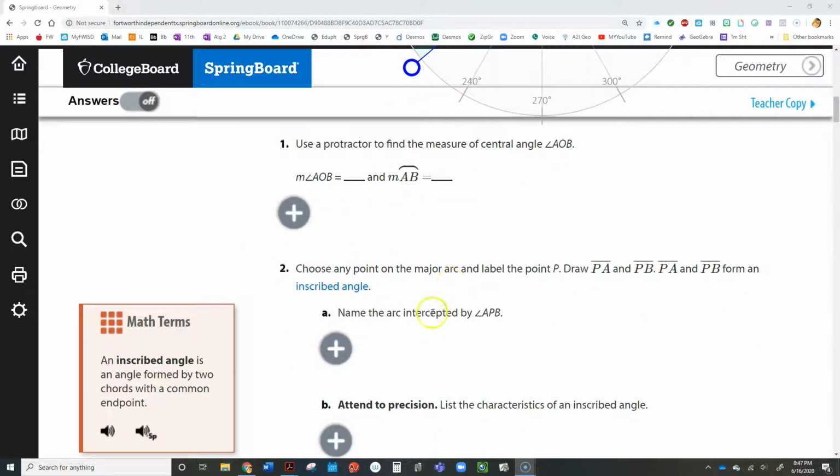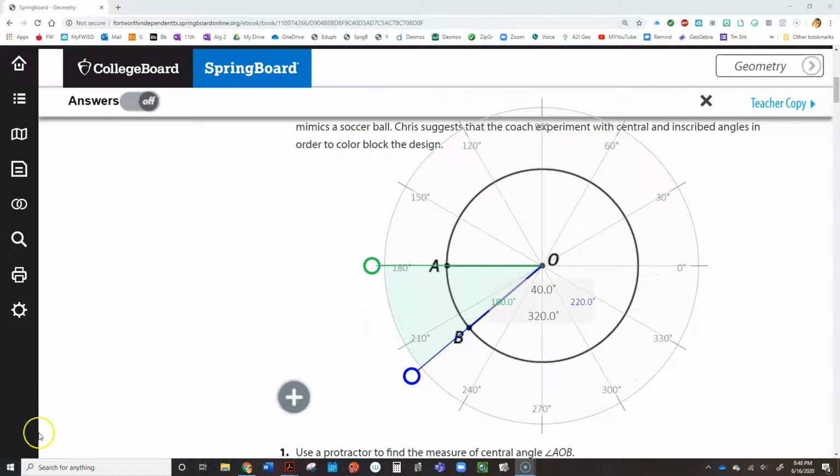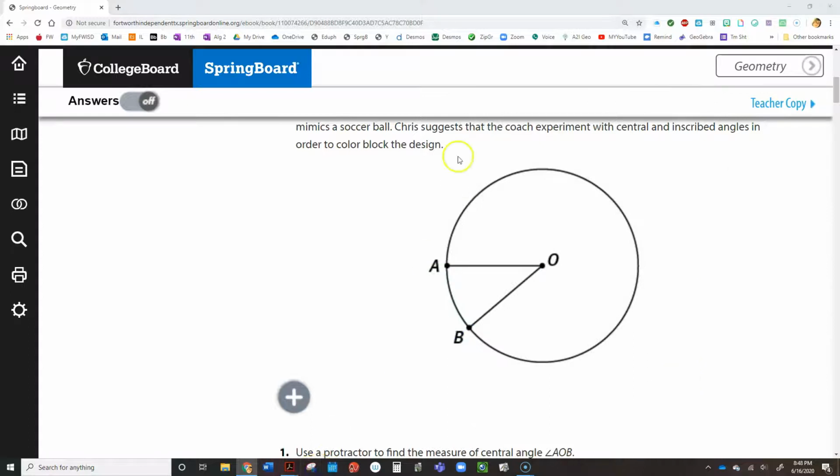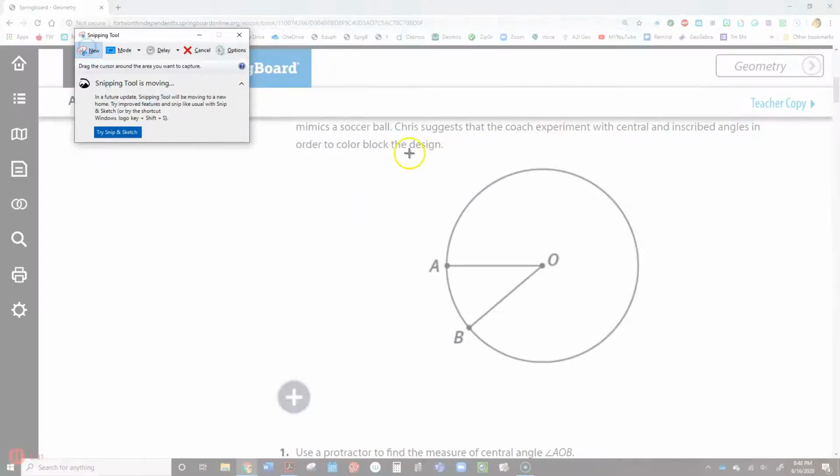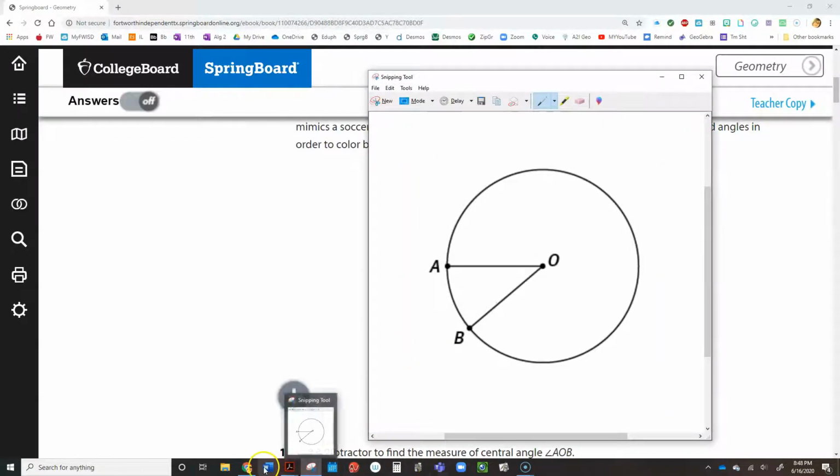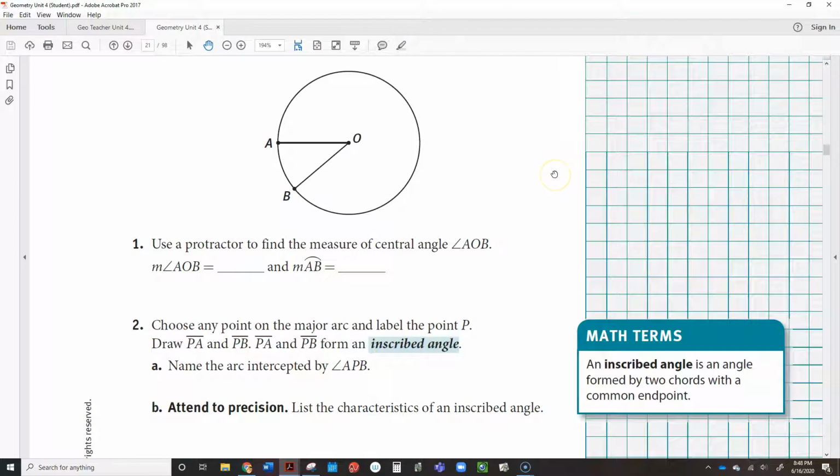Choose any point, okay, we did that. Name the arc intercepted by angle APB. Well, if you remember, it was the exact same arc as this one right here. So I think what I can do is copy and paste this real quick. Oh, I know, I can just draw on this one, no problem. Okay, so we got that 40, because really all we needed was to measure that the first time. We put P somewhere right here, and we can call that P, and we draw that. I just don't have the nice straight lines.